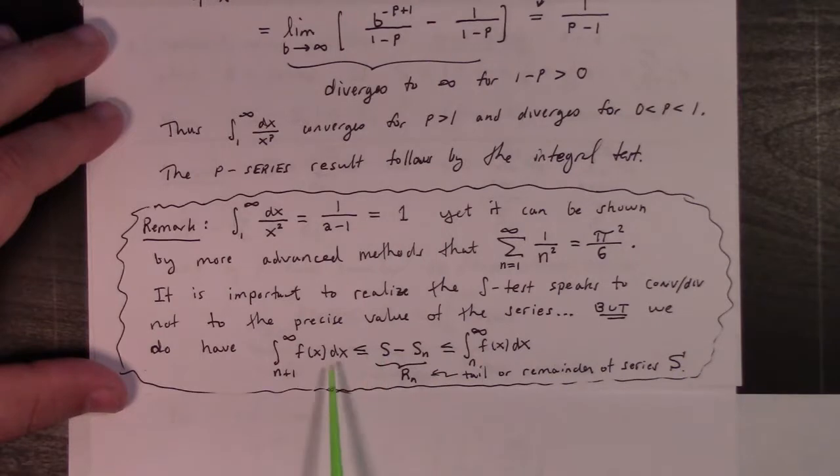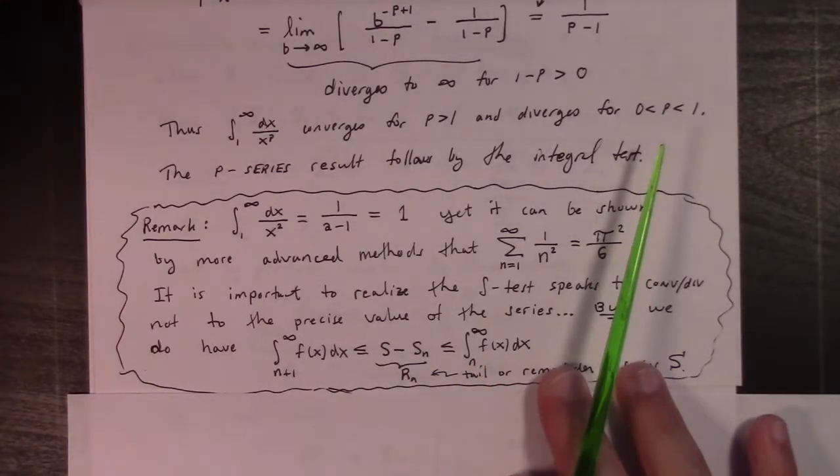We do know this, that the integral from n plus 1 to infinity of f of x dx is less than or equal to s minus sn, which is less than or equal to the integral from n to infinity of f of x dx. So the remainder is bounded by these improper integrals, not starting at 1, but starting at n plus 1 and n. And this would be motivated by pictures very similar to those I already drew.